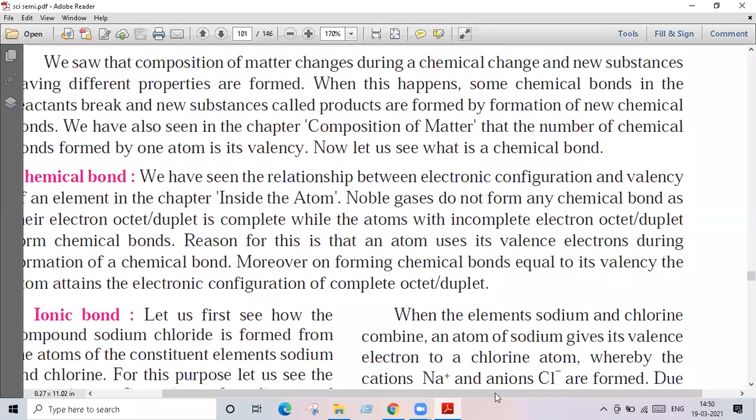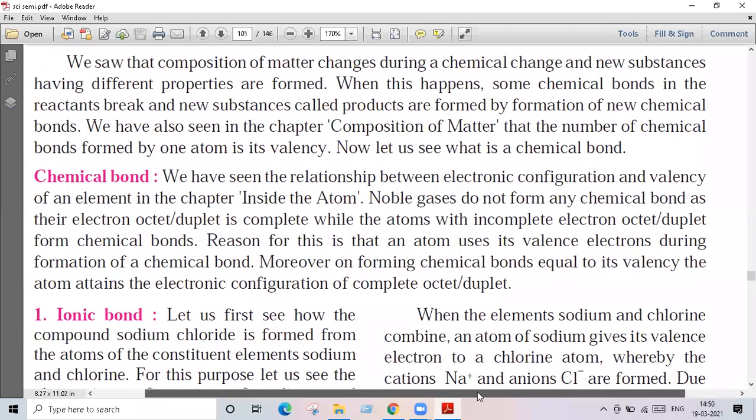substances. Now next thing. We saw that the chemical composition of matter changes during a chemical change, okay, and a new substance is formed. So how is it formed, and what are the changes, guys? The changes are chemical changes. They are because of some chemical bonds that are released or formed. So what is the chemical bond?